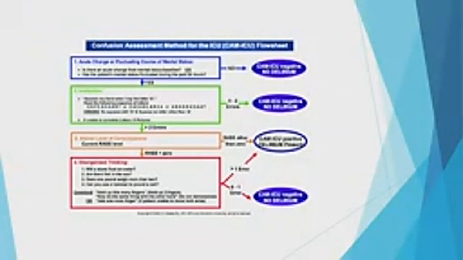So this is the CAM-ICU, which is really easy to administer. Most of the time you can do this in 5 minutes. The first thing to assess is acute change or fluctuation.